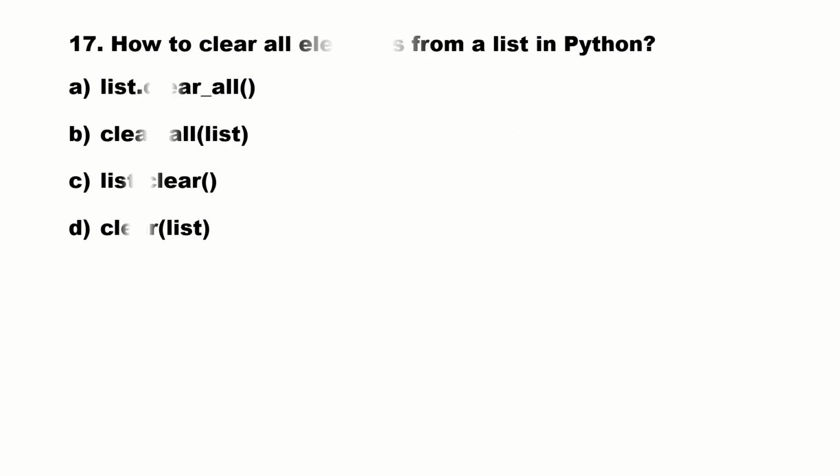Okay. How to clear all elements from a list in Python? We use list.clear. This method removes all the items from the list. And what happens to the list? That list will become empty. After this function, this list will become empty.